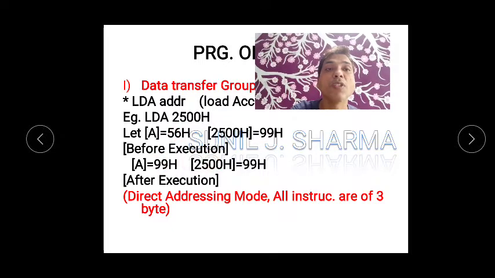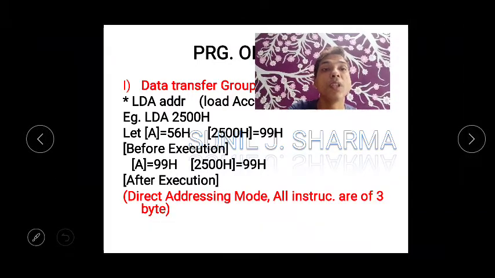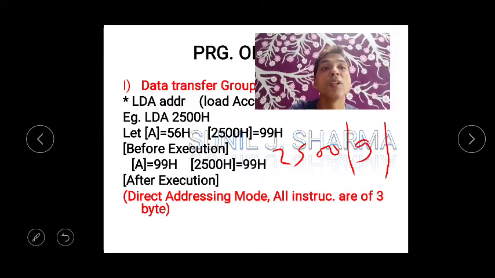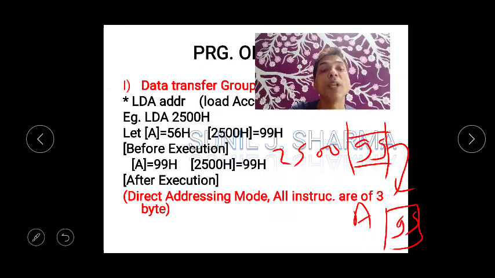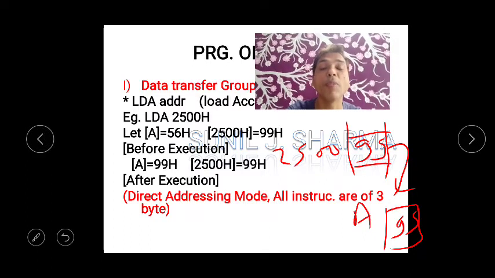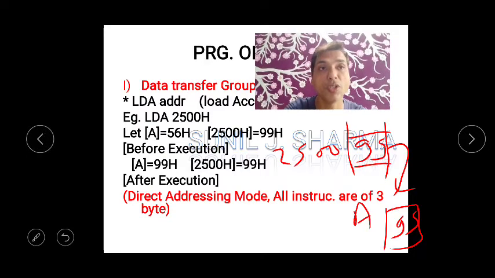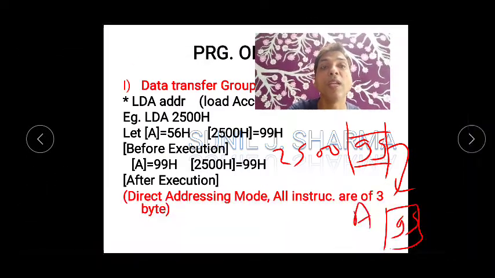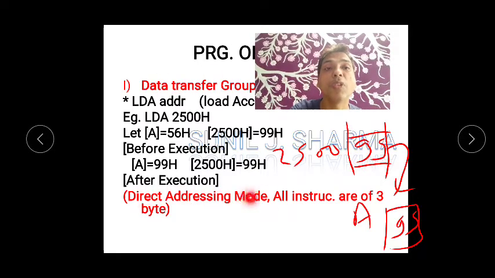What happens after execution is that whatever value is at this address will be given to the accumulator. Diagrammatically, at 2500 we have a value 99, and that will be loaded into the accumulator. So the accumulator will also become 99. Whatever the previous value was will be changed, and the new value will be given. This instruction belongs to the direct addressing mode.